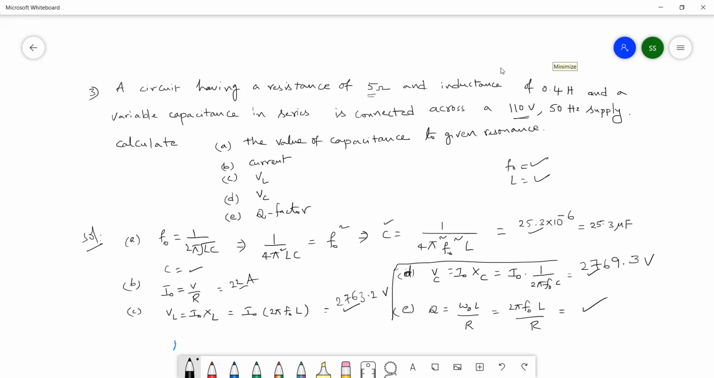Do it at your home. For today, the time is up. So tomorrow we will go for 3-phase systems, the balanced 3-phase system.